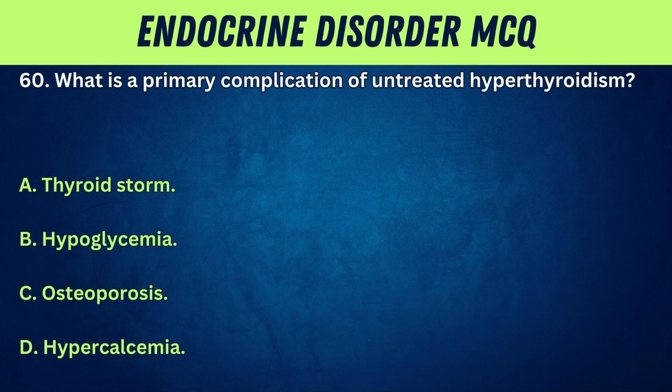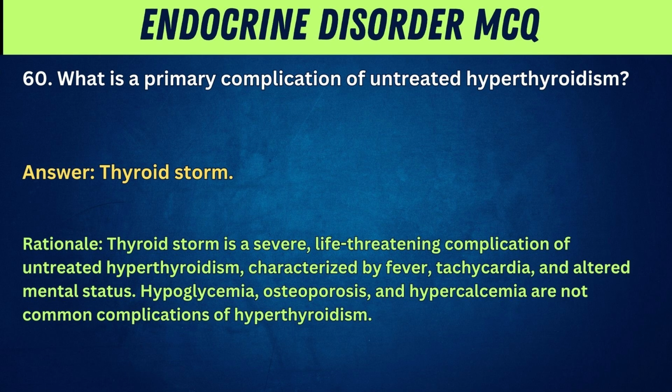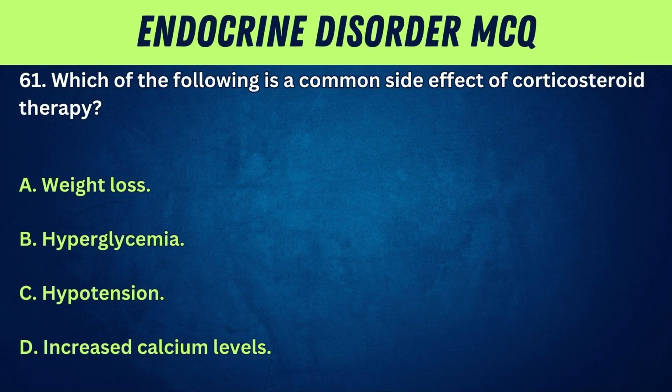60. What is a primary complication of untreated hyperthyroidism? A. Thyroid storm. B. Hypoglycemia. C. Osteoporosis. D. Hypercalcemia. Answer: thyroid storm. Rationale: thyroid storm is a severe, life-threatening complication of untreated hyperthyroidism characterized by fever, tachycardia, and altered mental status. Hypoglycemia, osteoporosis, and hypercalcemia are not common complications of hyperthyroidism. 61.